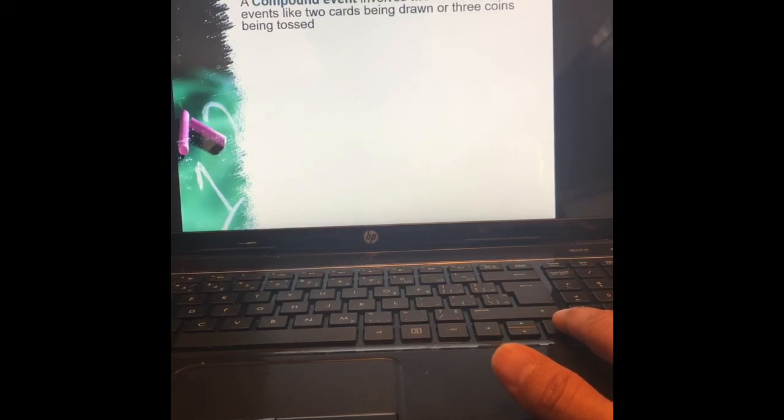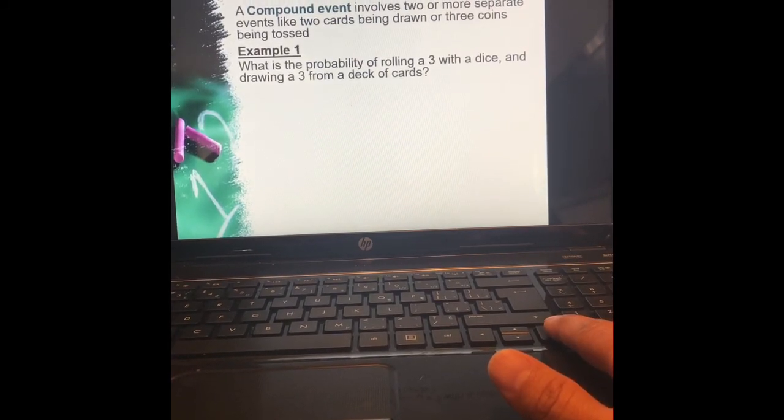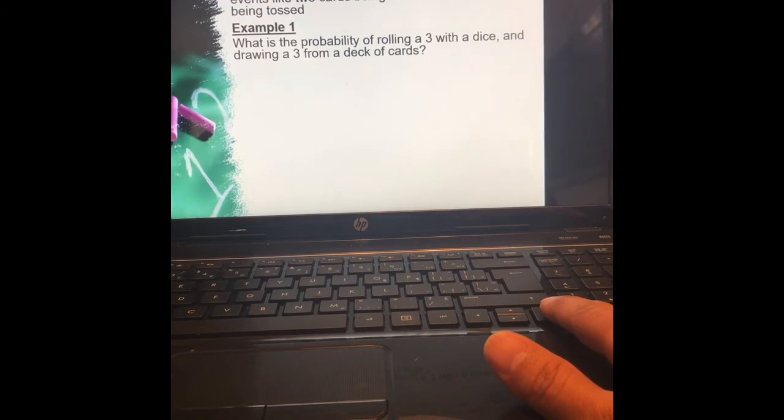A compound event is when two or more things are happening in succession. For example, you're drawing a card and then you're flipping a coin. In succession, that's a compound event. If it is independent, whatever happens with the cards does not interfere with the coins. You draw a heart, it doesn't change the probability when you flip the coin. When it's independent like that, it's very straightforward.